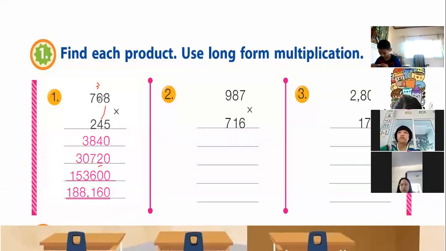Now 4 multiplied by 6 is equal to 24. 24 plus 3 is equal to 27. So 7 we're going to write, 2 we're going to carry over at the 100 place. Now 4 multiplied by 7 is equal to 28. 28 plus 2 is equal to 30. So now we're having the product 4 tens multiplied by 768, which is equal to 30,720.